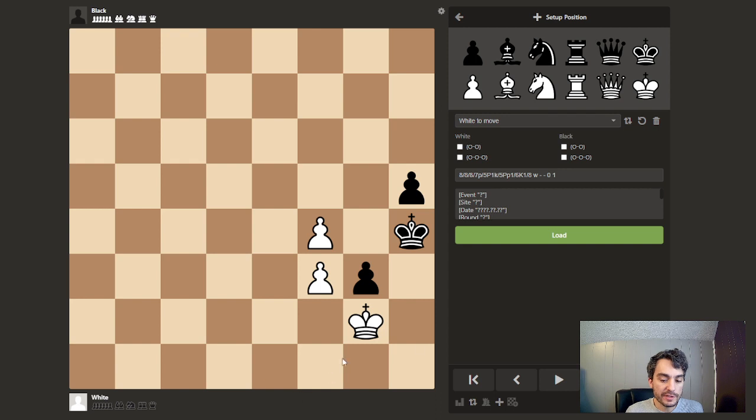This is definitely a little tricky because, let's say we just move our king somewhere, and he moves the pawn. We can't just take that pawn because that would be stalemate. And obviously, if we push, he's going to come over here and gobble this up, right? But I think we still move the king.